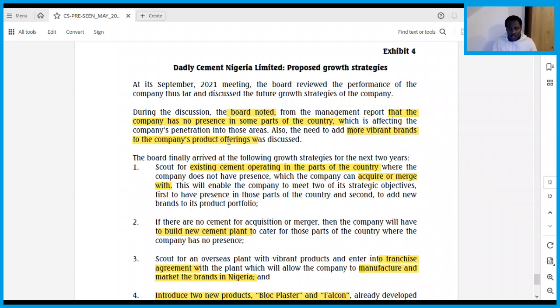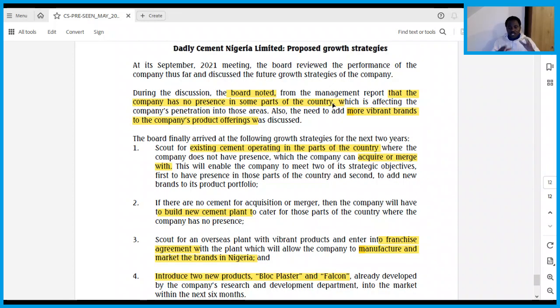Okay, Dudley Cement's proposed growth strategy. Now, this is the business expansion strategy that the board had deliberated on. So, it is worthy of note that the company has no presence in some parts of the country. Don't forget. Also, more vibrant brands to the company's product offering. They want to add some new brands too. It's part of their business growth and expansion strategy.